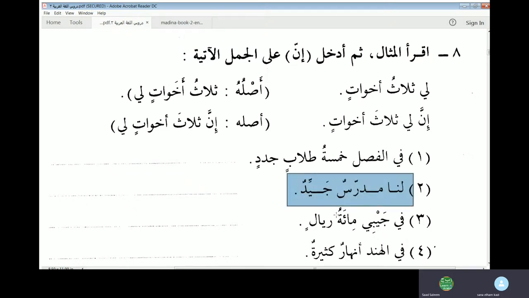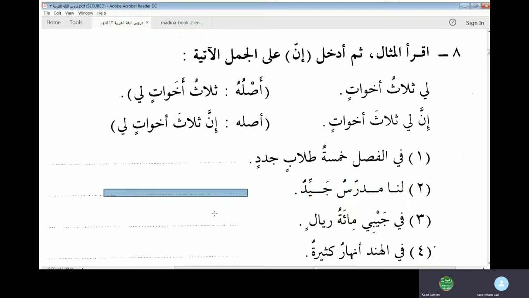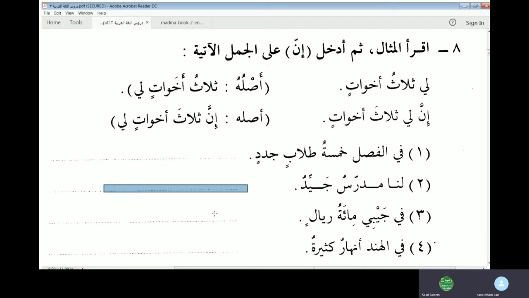Lana mudarrisun jayyidun. We have a good teacher. I think if it's lana, it will be the same. Inna lana mudarrisan jayyidan. Correct. Indeed, we have a good teacher.